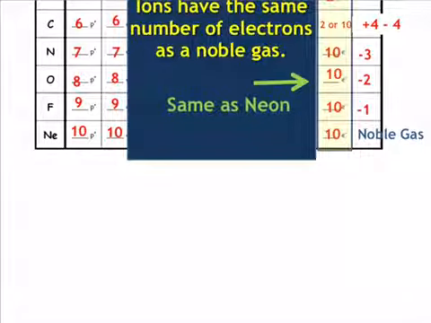And of course, why is it that the noble gases don't react? They already have that octet. They don't need more electrons. They aren't giving any away. And that is the answer key to that worksheet.